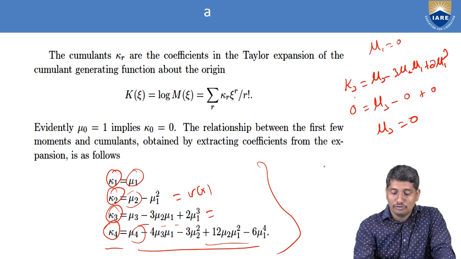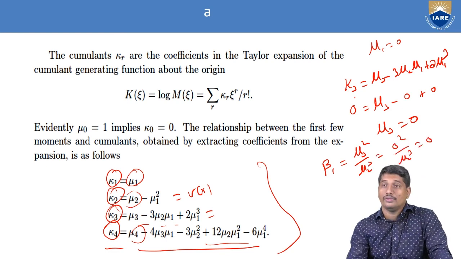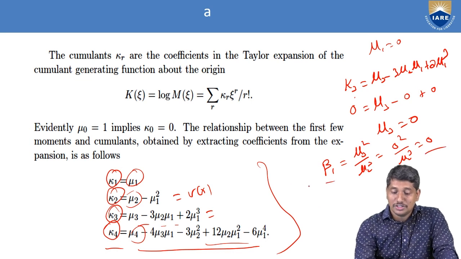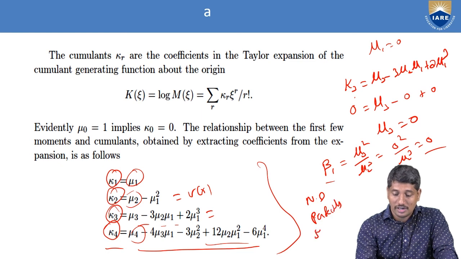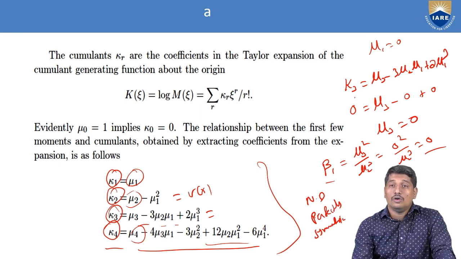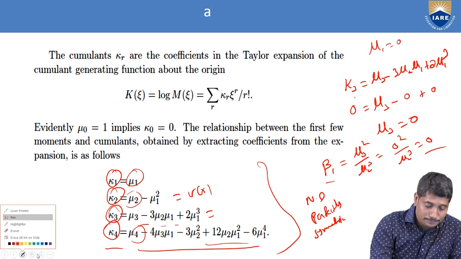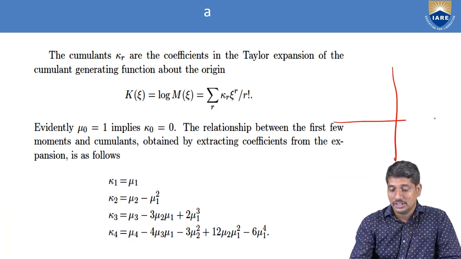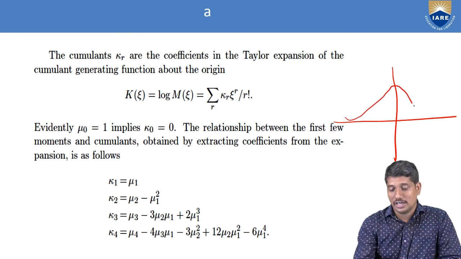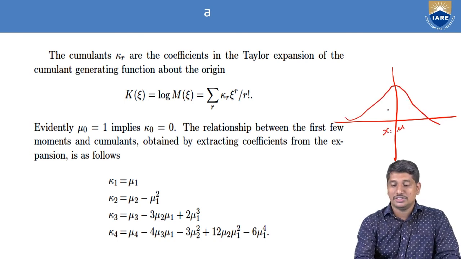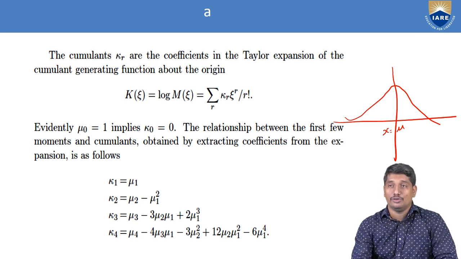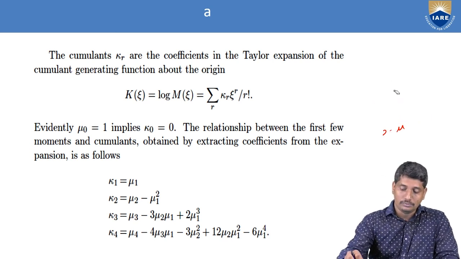So since mu3 is 0, we have Pearson's skewness formula, that is beta1 equals mu3 square by mu2 cube, that is 0 square by mu2 cube, that is 0. Beta1 is 0 means the normal distribution is perfectly symmetric. So what do we understand? We understood that the normal distribution is perfectly symmetric about the line x equals mu, that means equally stretching on both sides of x equals mu.